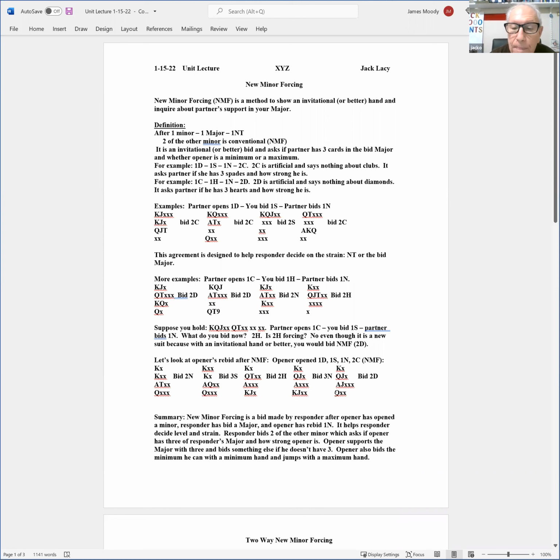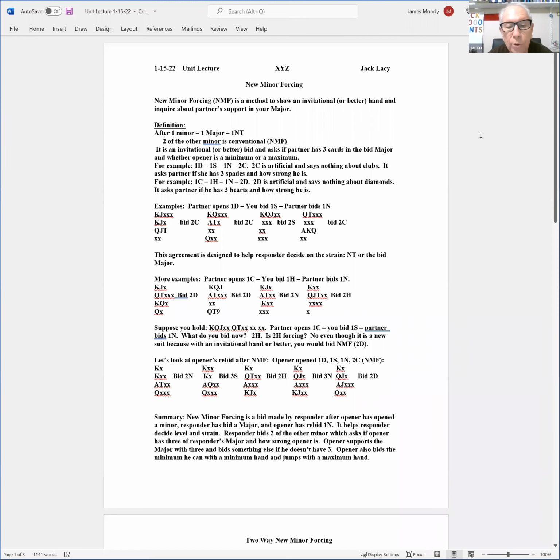On the fourth one, partner opened a diamond, 1 spade, 1 no trump. Now partner bids 2 clubs, new minor forcing. And what do we do? Well, we don't have spade support. We don't have 4 hearts, and we could rebid 2 no trump, but 2 diamonds is a better rebid because it better describes your hand. Maybe you don't know what partner has yet. New minor forcing could be unlimited and could have diamond support. It's just looking for a minor suit slam.